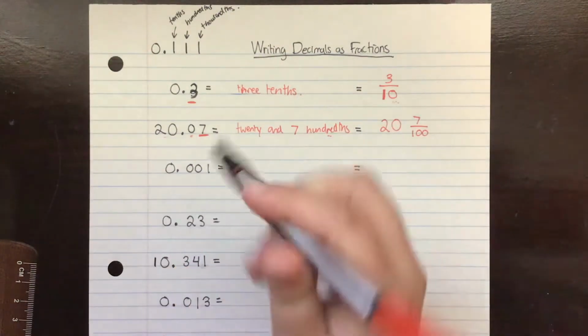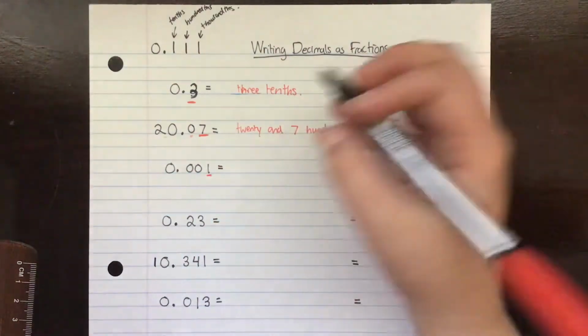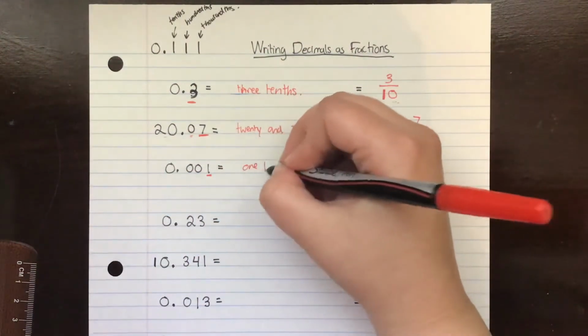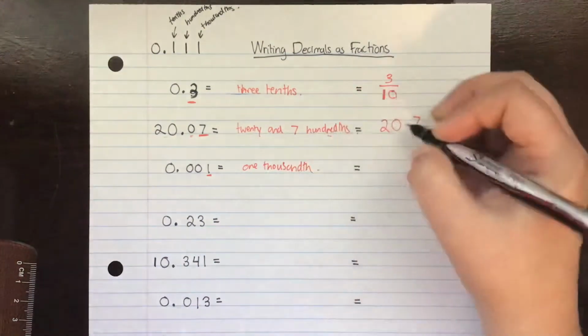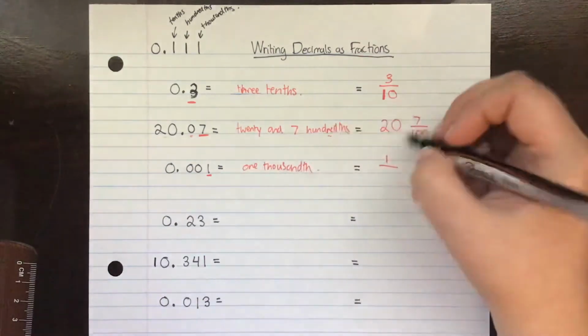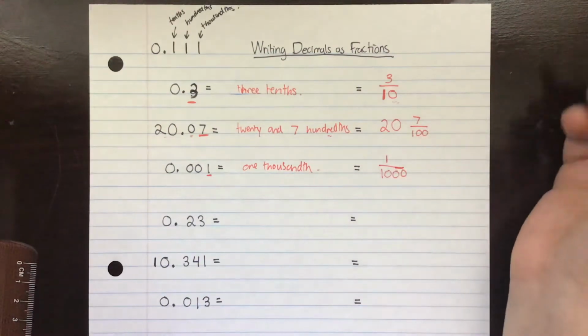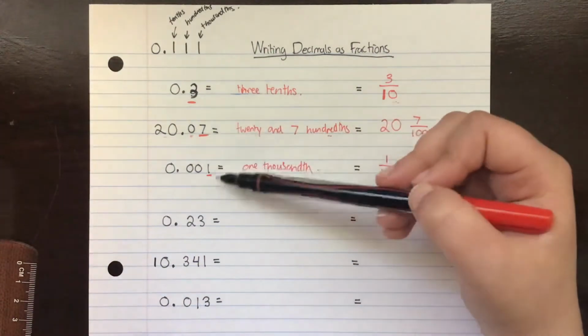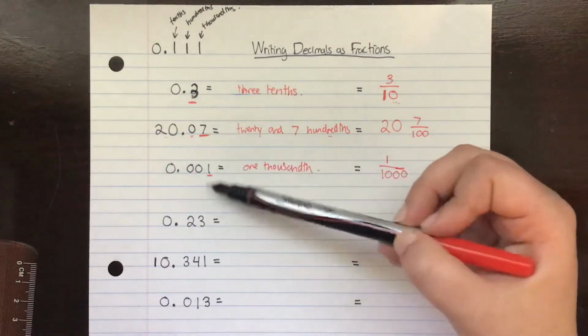What about if I have a number just in the thousandths place? I have zeros in these other ones. How would I say that number? Well, I'd say 1 thousandth. How would I write that? I'd write the 1 on the top because that's my decimal, and on the bottom, because we are in the thousandths, I'd write a 1,000. There's my fraction again.